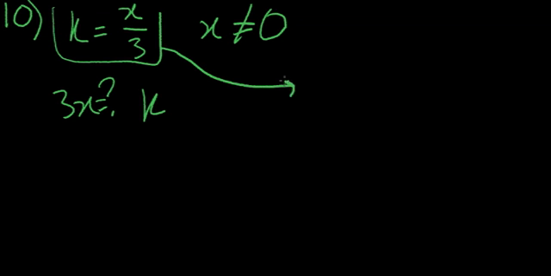So first we need to solve for x. So x over 3 is equal to k. We cross multiply the 3 to this side. So x equals 3k.